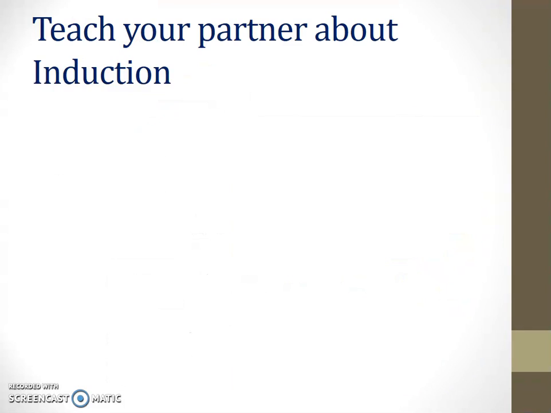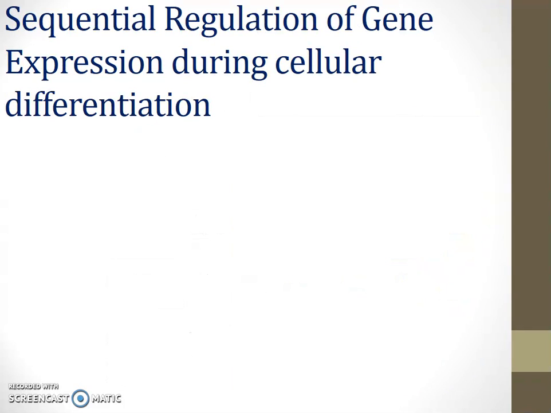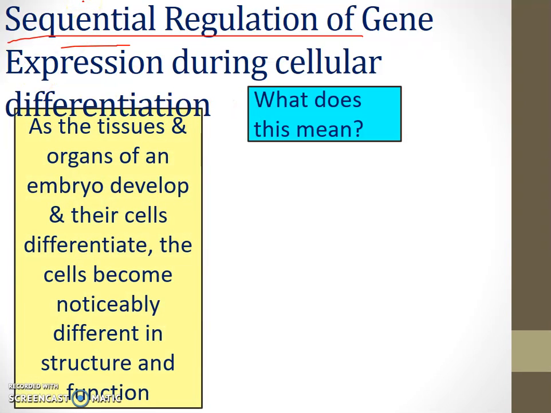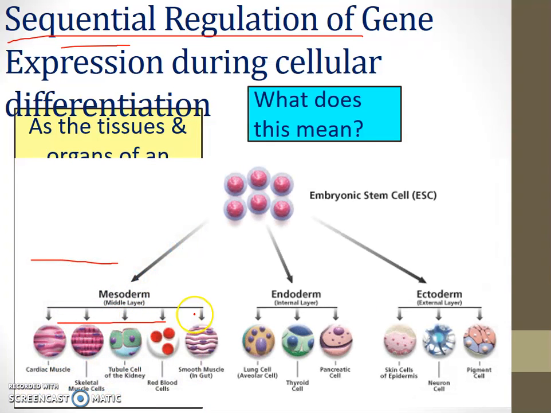Okay, so this is a picture from the book. When we look at how this happens, we have what's called sequential regulation of gene expression during cellular differentiation. It's a very long title, but basically what it means is that we're going to turn on genes in a sequence, or in order, to have our cells develop and differentiate. So as the tissues and organs of an embryo develop, their cells differentiate and become noticeably different in structure and function. So here we start out with undifferentiated cells.